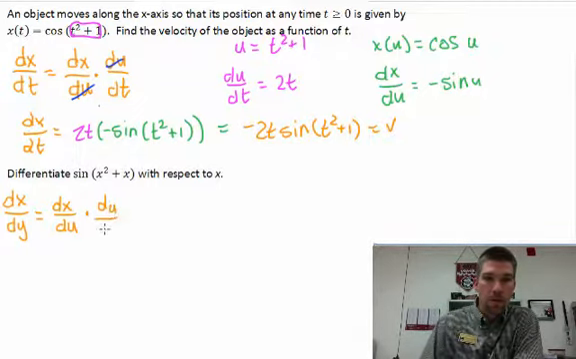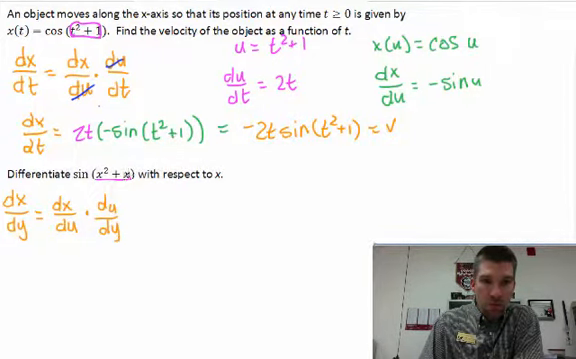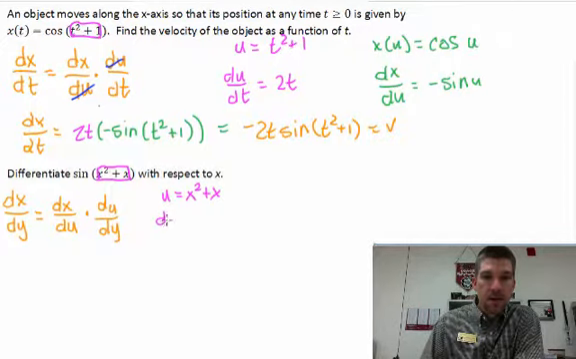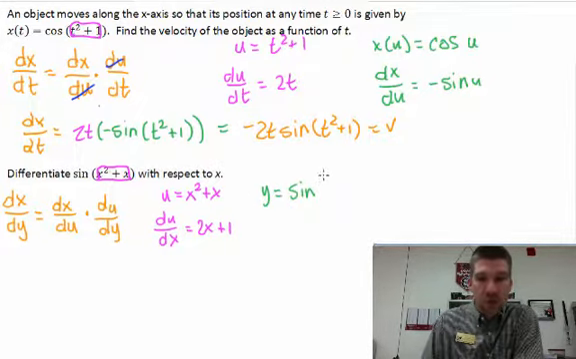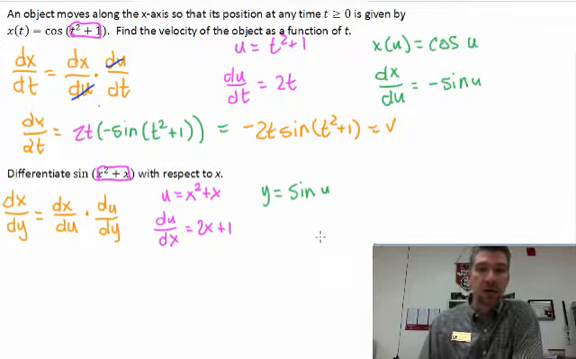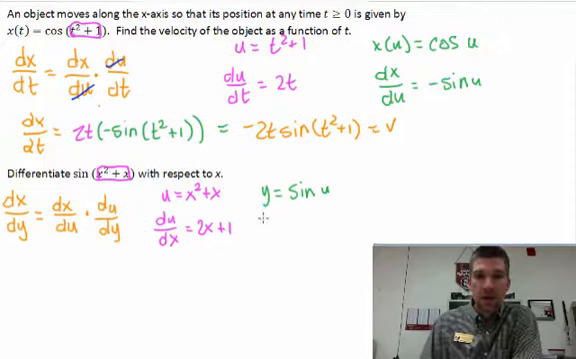Okay, so we need to figure out what u is. U is going to be the insidemost part. Here's u right here. U is going to be this inside guy. So u equals x squared plus x. Du dx is equal to 2x plus 1. Okay, that gives us then y equal to sine of not x squared plus x anymore, but u. We're replacing x squared plus x with u. Okay, that's why we picked it. So now we're going to go with dy du, and the derivative of the sine is the cosine.